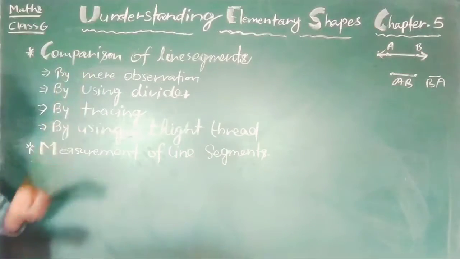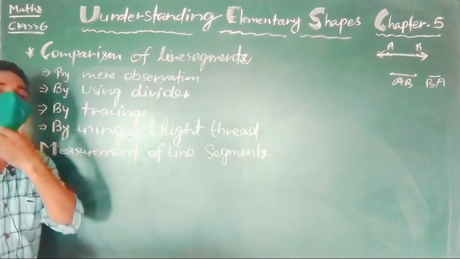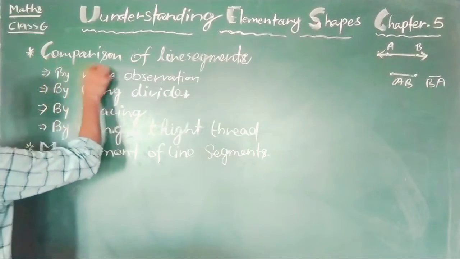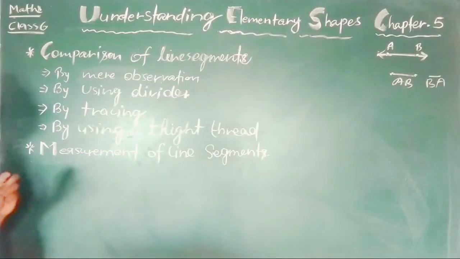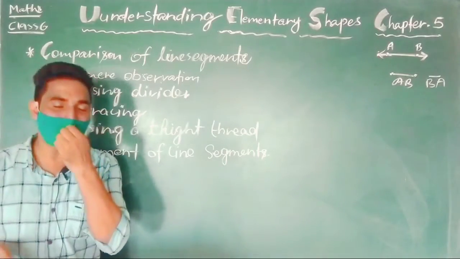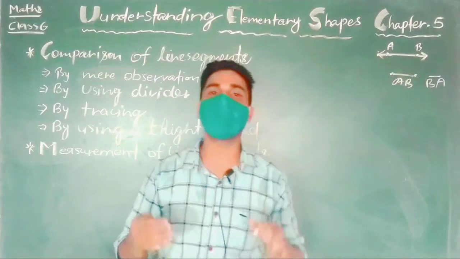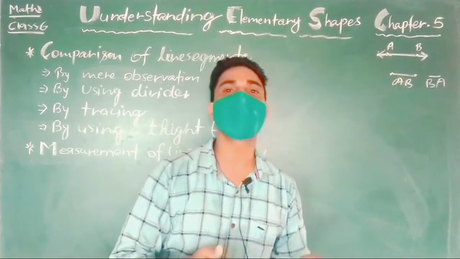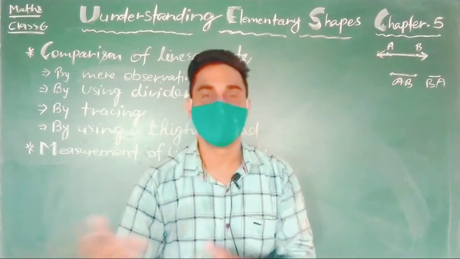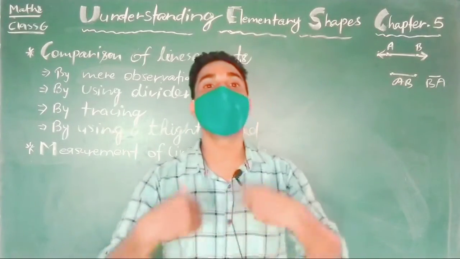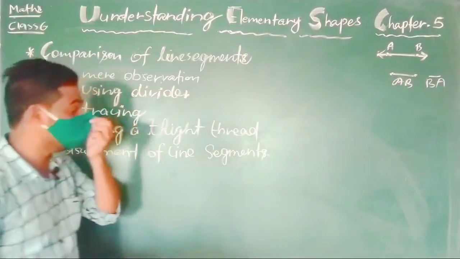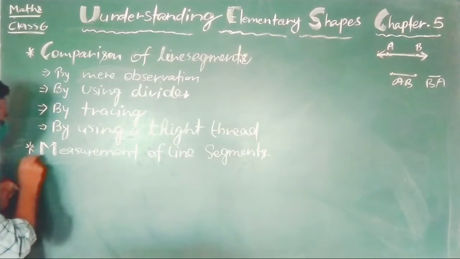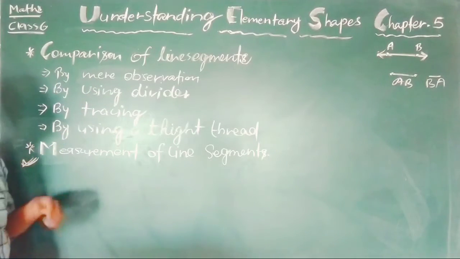The first way which I will discuss here is the practical way. How to measure? Comparison of line segments means comparing: with respect to one line segment, what is the position of the other? Maybe greater, maybe smaller, maybe equal. But this is not an accurate measurement. This is practical, I must tell you, and the other will give us the accurate way to measure line segments.